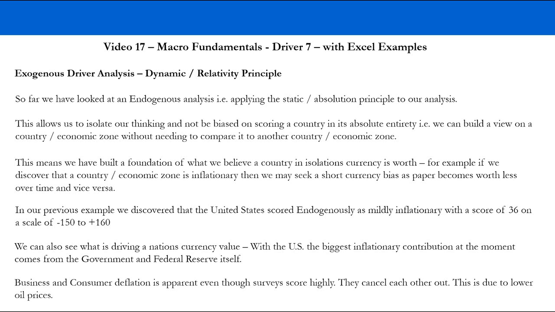In our previous example with the United States, we scored endogenously as mildly inflationary with a score of 36. And that was on a total sliding scale from deflation to inflation, most deflationary to most inflationary, of minus 150 to plus 160. And we can also see what's driving a nation's currency value, with the US's biggest inflationary contribution at the moment coming from the government and the Federal Reserve itself.